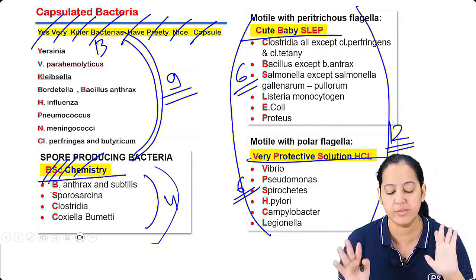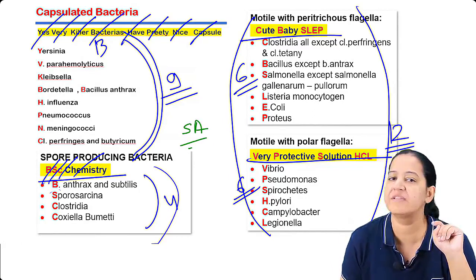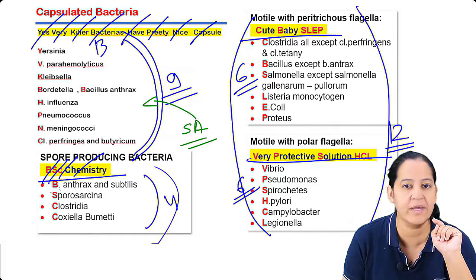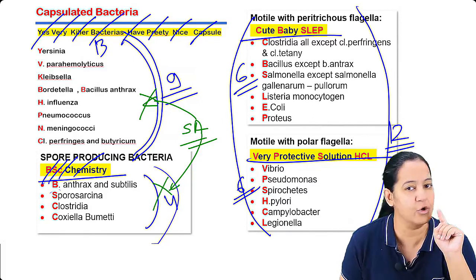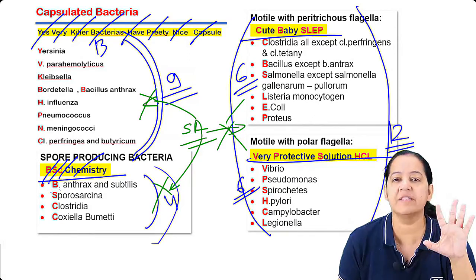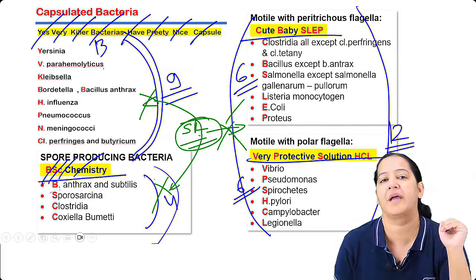Okay, just suppose I'm teaching you my first bacteria, Staph aureus. I will start with Staph aureus. Does Staph aureus come in this mnemonic? Say no, ma'am. Is it coming in this? Say no, ma'am. Is it coming in these 12, 6 plus 6? Say no, ma'am. So you will say, ma'am, Staph aureus is non-capsulated, non-spore forming, non-motile. Did you understand the point?